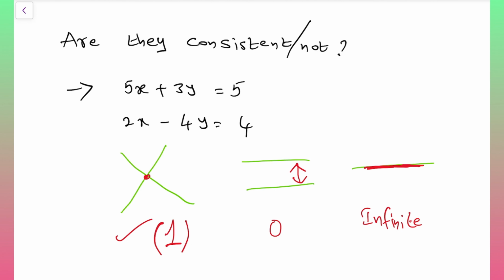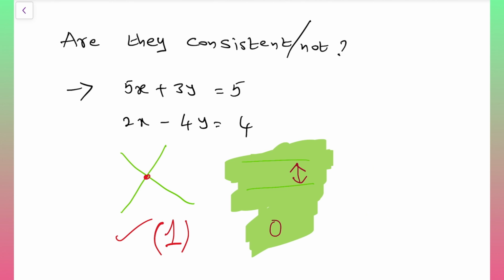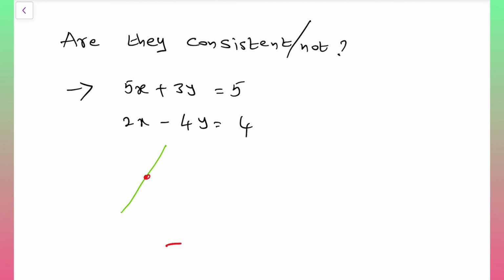If a pair of linear equations in two variables has at least one solution, then they are called consistent. If not even one solution exists, then they are inconsistent. So in simple terms, parallel lines are inconsistent. Just remember that one. Parallel lines are inconsistent. Finished. The remaining both come under consistent. Then how to check whether those lines are touching each other, or overlapping with each other, or not touching at all?